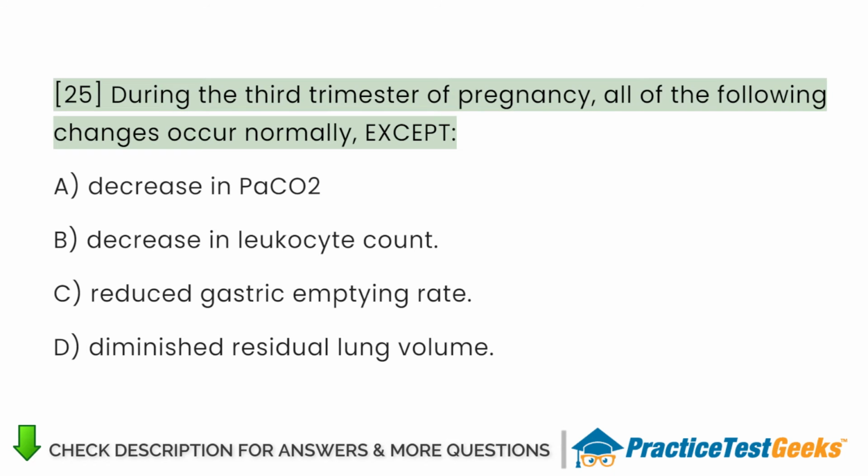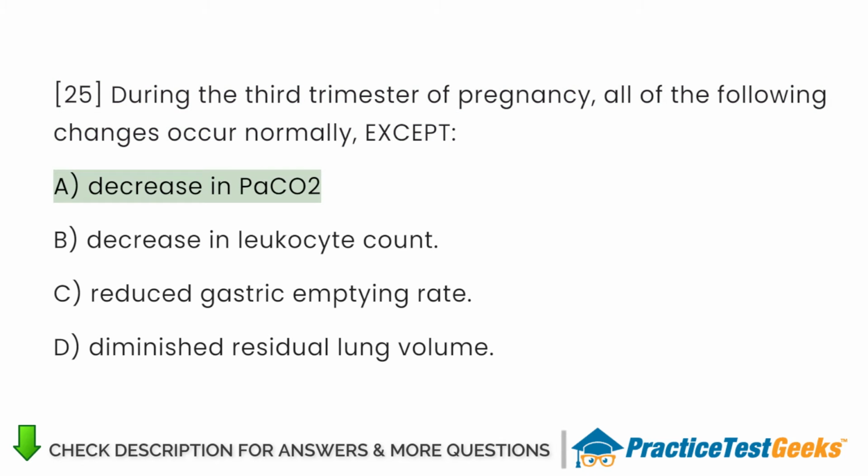During the third trimester of pregnancy, all of the following changes occur normally, except A. Decrease in PaCO2. B. Decrease in leukocyte count. C. Reduced gastric emptying rate. D. Diminished residual lung volume.